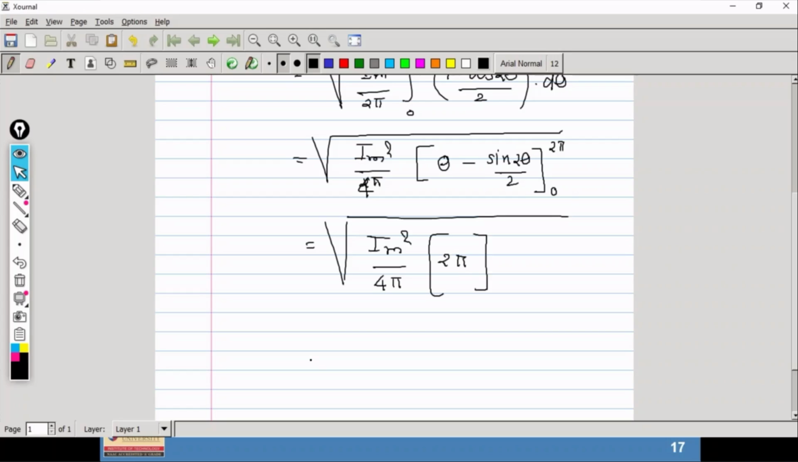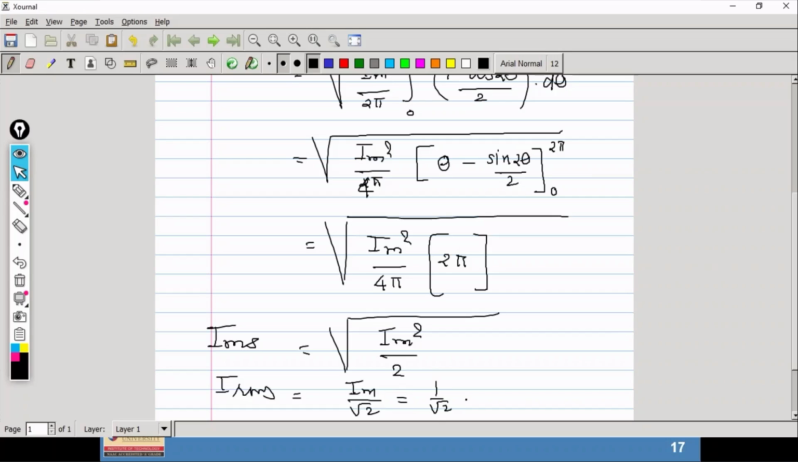Agreed? Okay. So yes, we can write Im square by 2 pi, pi will be cancelled. Fine. And we can write IRMS is equal to Im by root 2. And the value of 1 by root 2 is 0.707. So we can write 0.707 times Im. So where will you find your IRMS value?